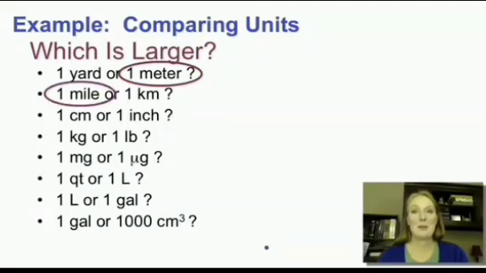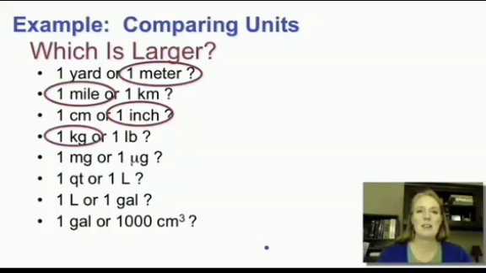Hopefully you realize that the mile is longer than the kilometer, but if you live somewhere that doesn't use miles, you might have no idea, and that's okay. These are crazy units we use in the United States. An inch is larger than a centimeter. It's about 2.54 centimeters. A kilogram is heavier than a pound.